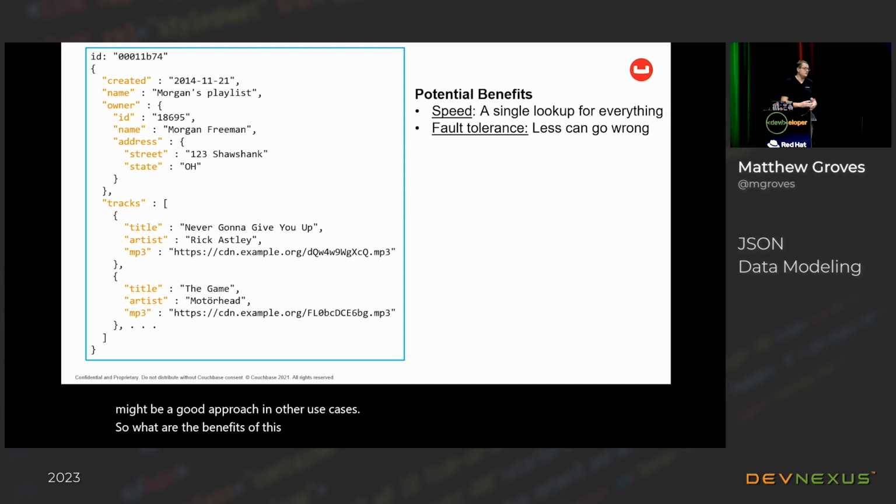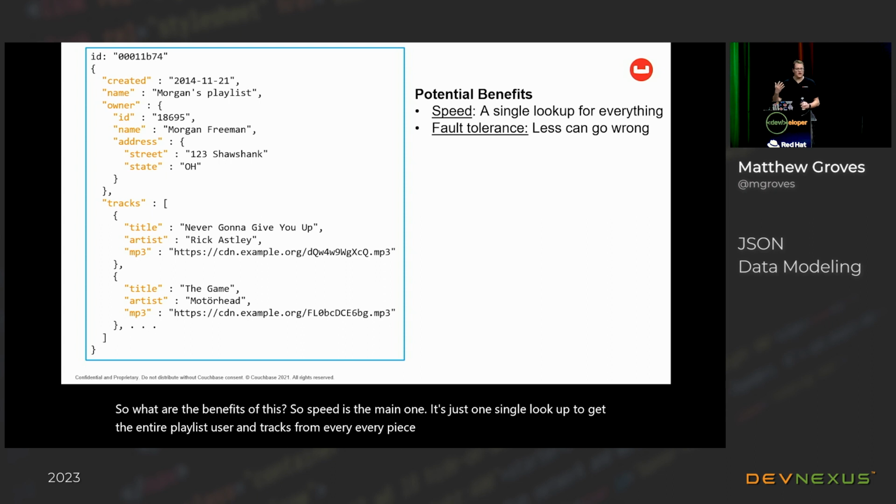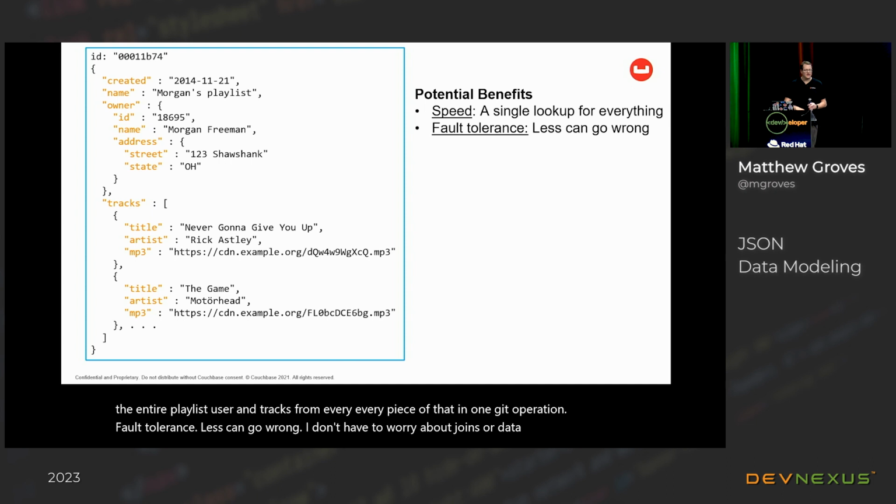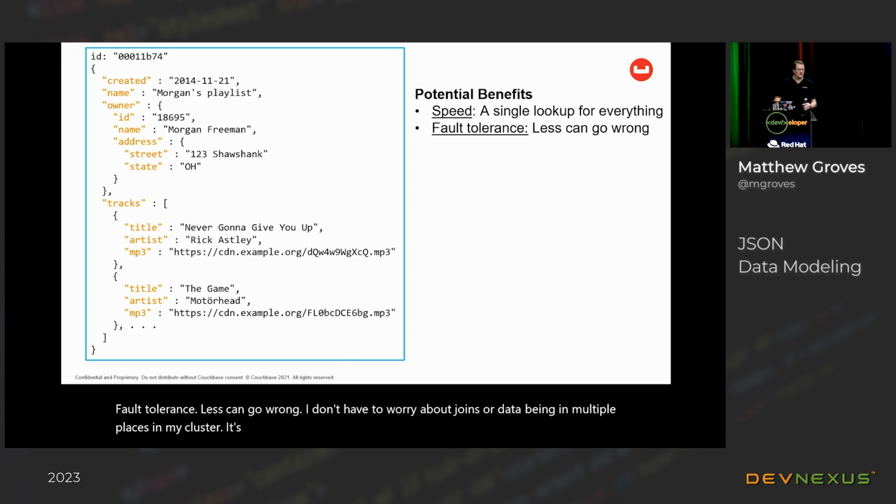So speed is the main one. It's just one single lookup to get the entire playlist, user, and tracks from every piece of that playlist in one get operation. Fault tolerance, less can go wrong. I don't have to worry about joins or data being in multiple places in my cluster. It's all one quick lookup. There it is. What are the issues with this one?